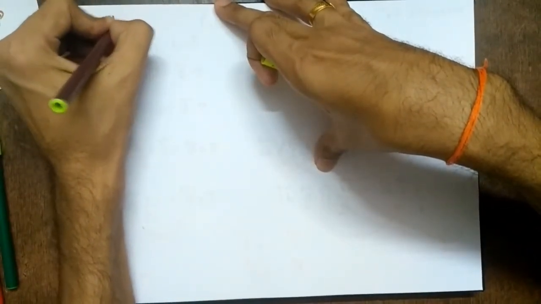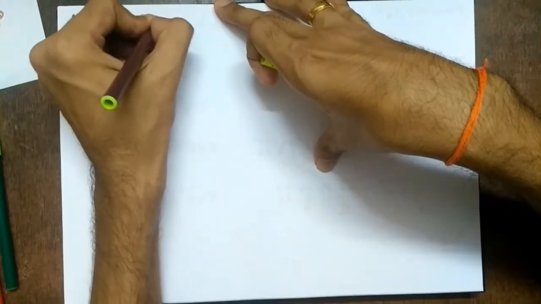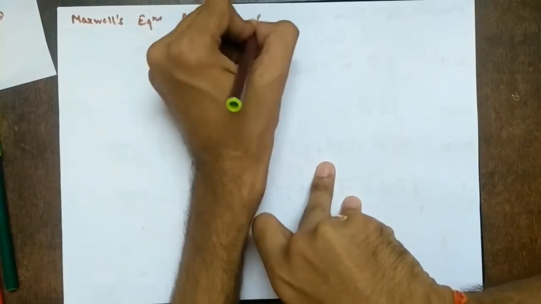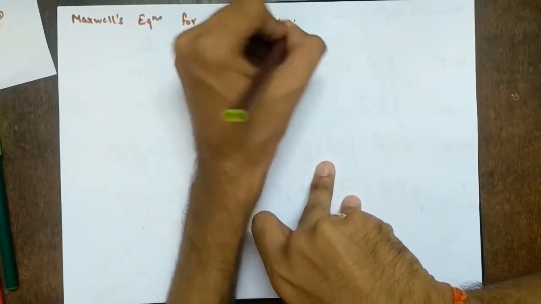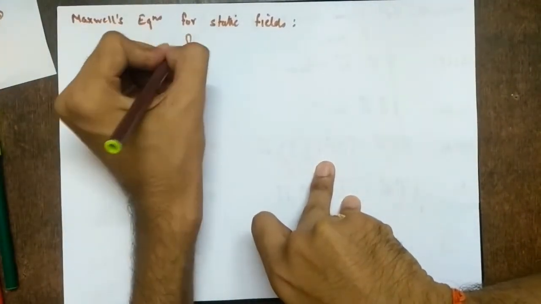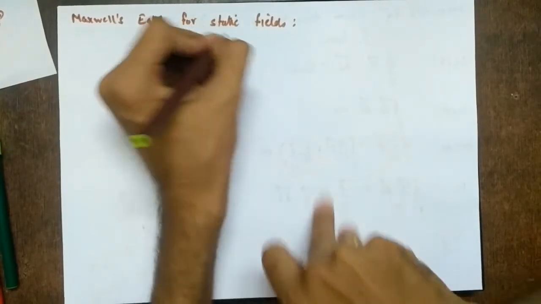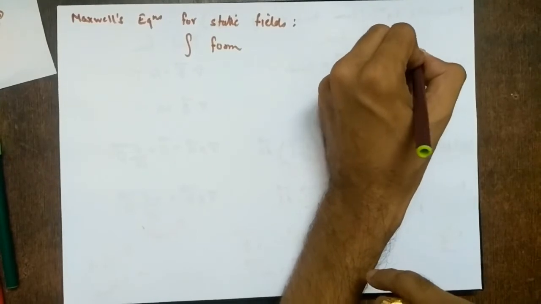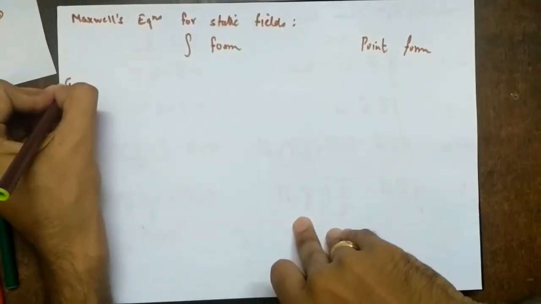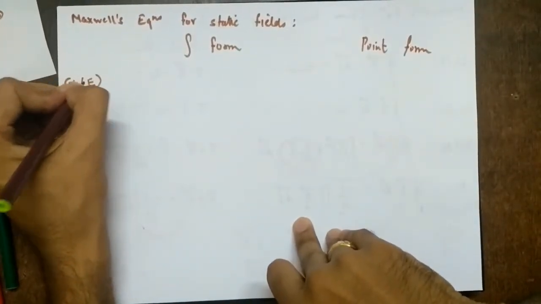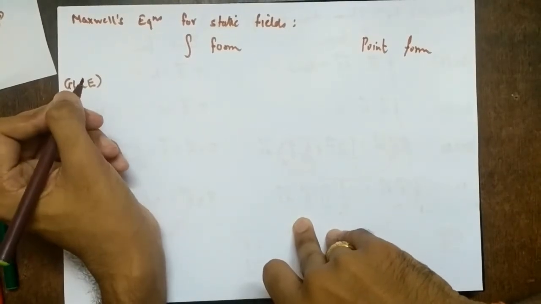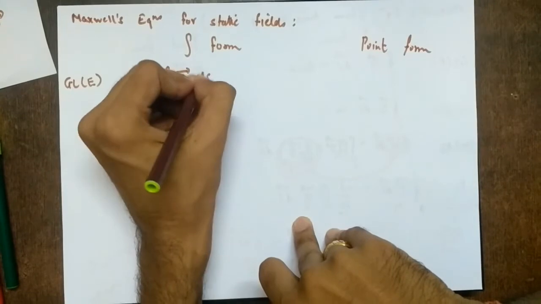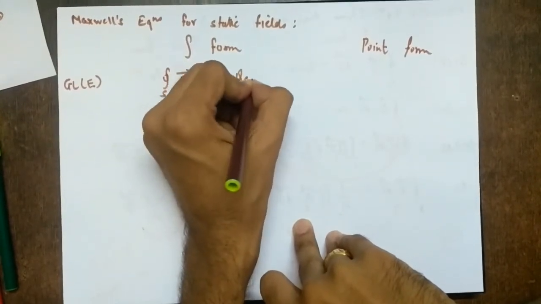So Maxwell's equations for static fields. So again, integral form, point form. So we have Gauss law for electric field. What is it? Closed integral of D vector dot dS vector is Q enclosed.